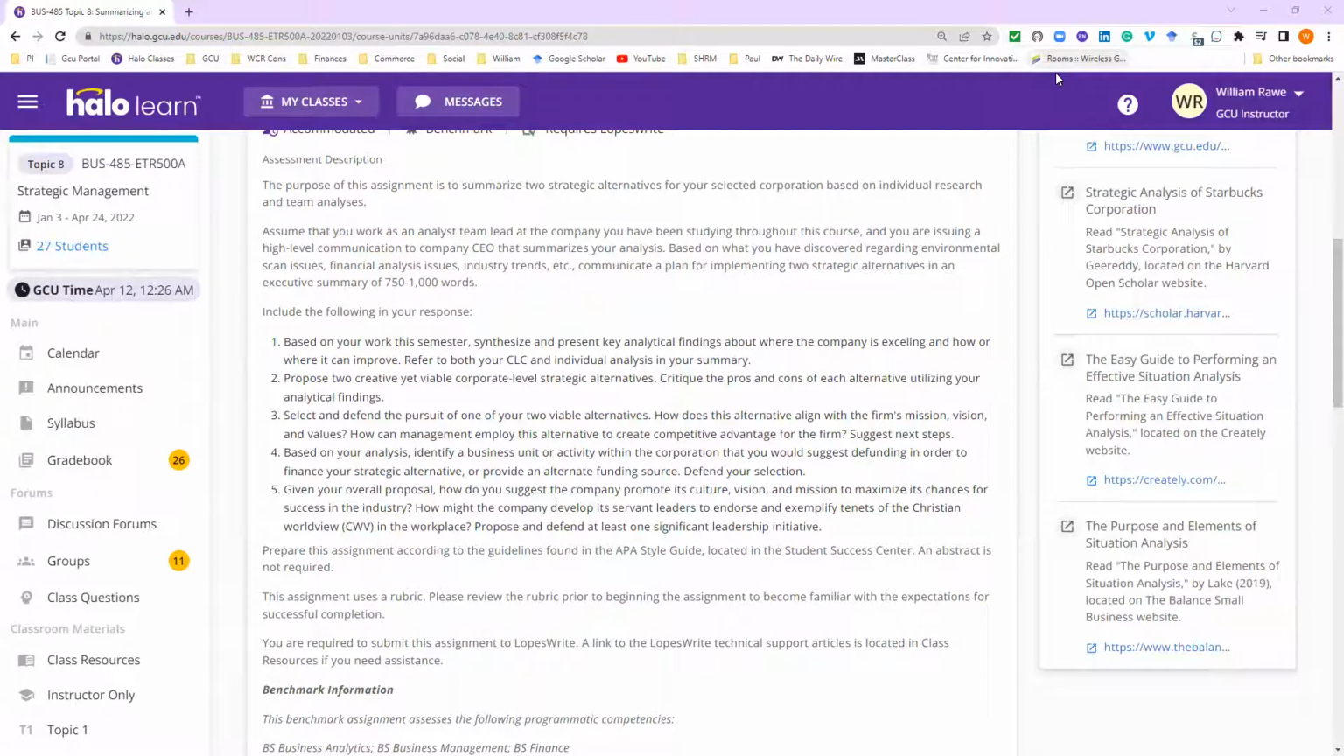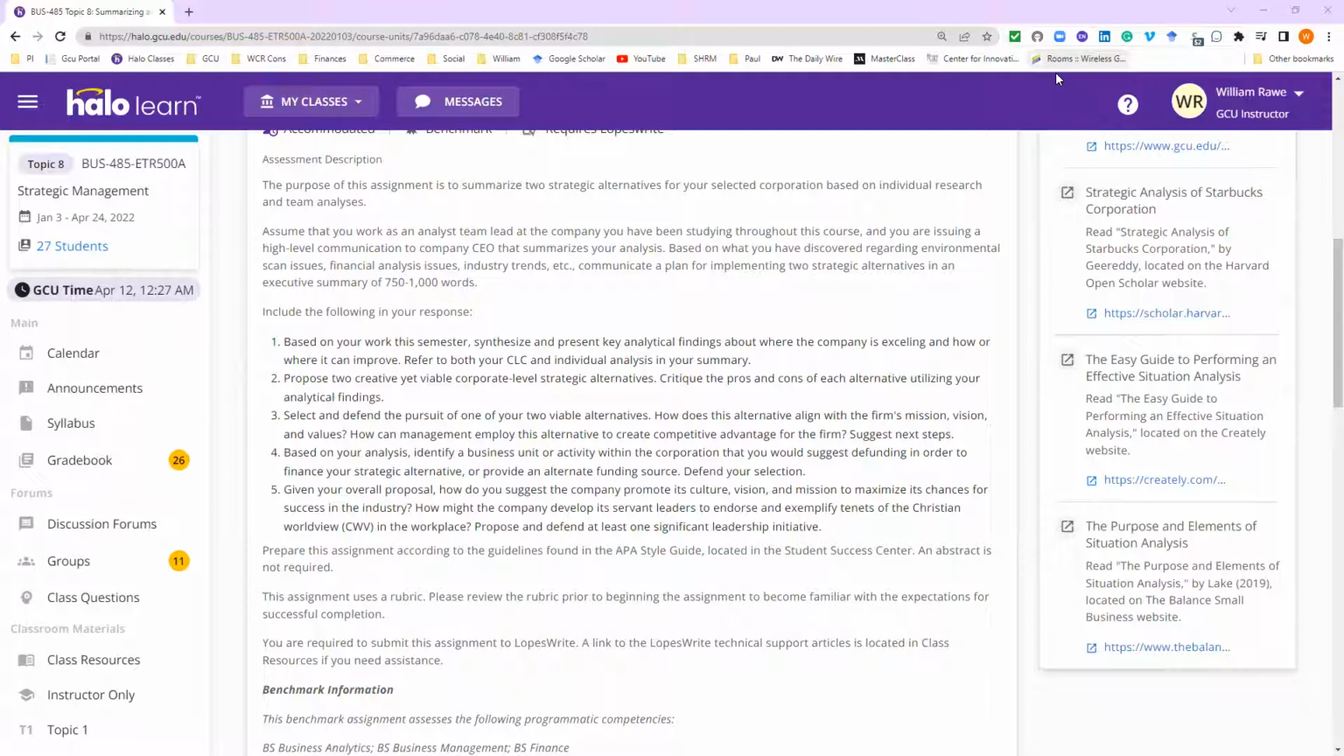Then, how can management employ this alternative to create competitive advantage for the firm and suggest next steps? You must include steps for how to proceed. You've said this is the best alternative. Now, these are the steps, 1, 2, 3, maybe 4, 5, about how to execute this.